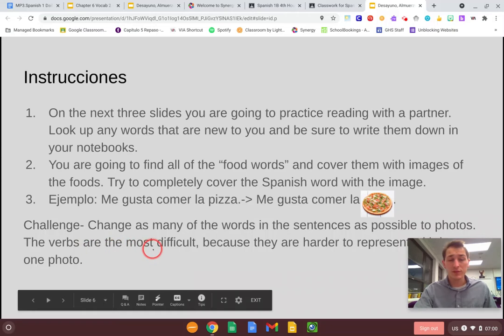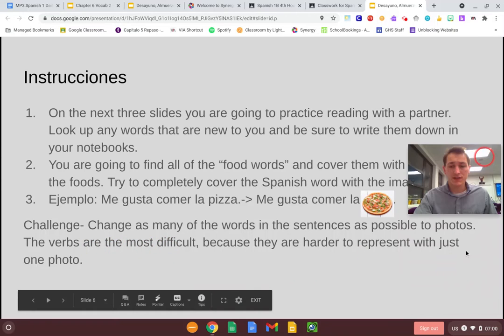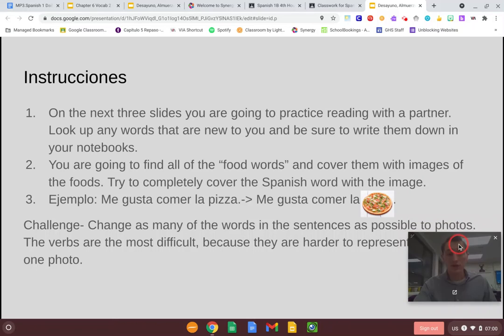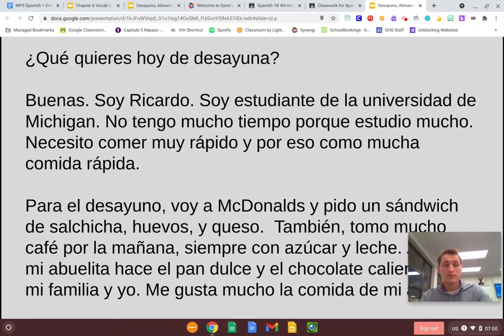The verbs will be the most difficult because they're harder to represent with just one photo. But give it a try. See what you can do. If you can cover more words with photos, it's going to challenge you a little more on the next steps. All right, so here is one slide that you're going to be covering.